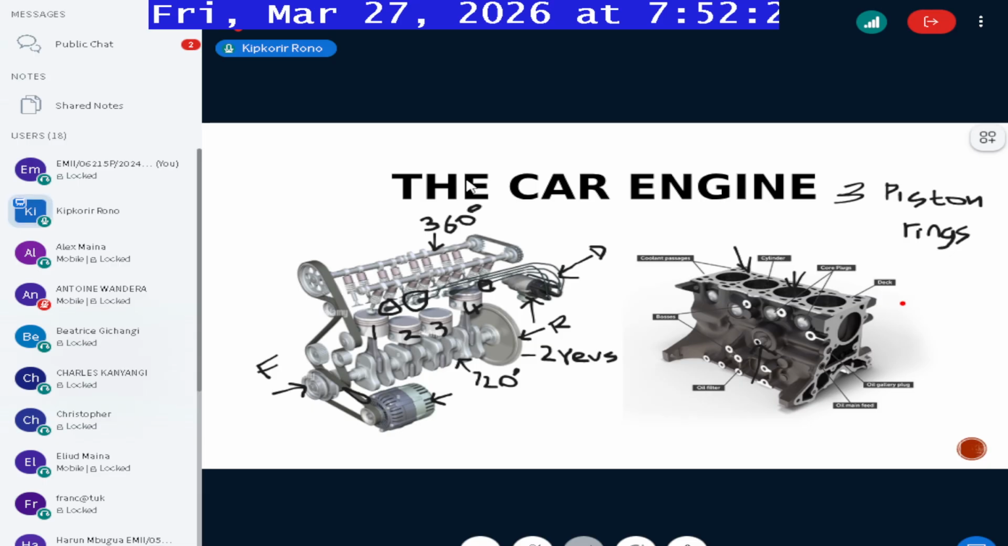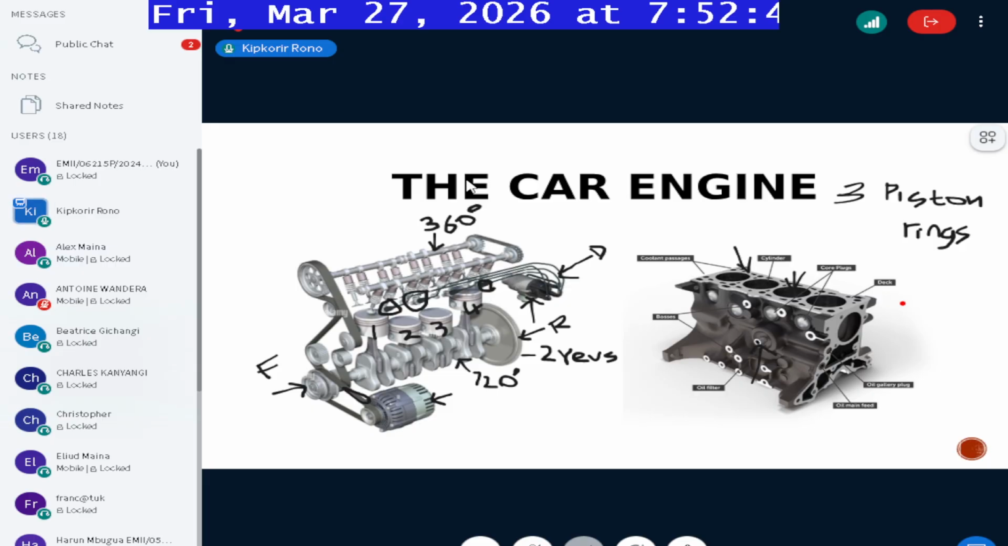So between the engine block and the engine head, you normally have a gasket. It's just a seal, which provides a sealing point. If that seal is broken, you'll also have loss of compression.